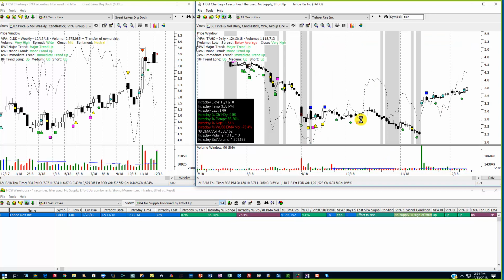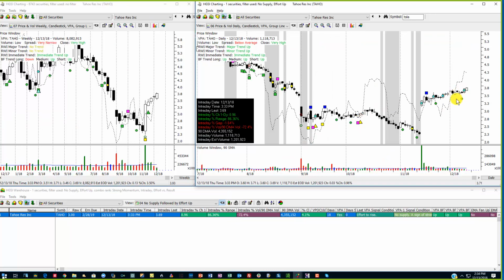Tahoe Resources, I believe. So here is your no supply. Here is followed by an effort up, and it's higher today. It's a cheap stock. The weekly is in a downtrend, or it was, and it reversed. You can see a big stopping volume candle right here, and then a confirmation of that. And it's been moving up since.